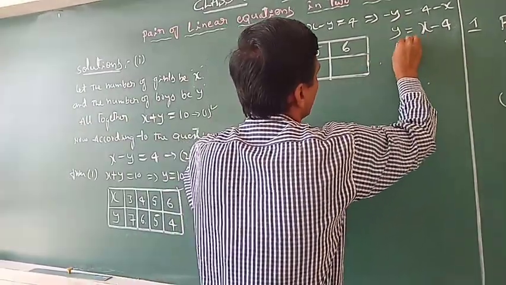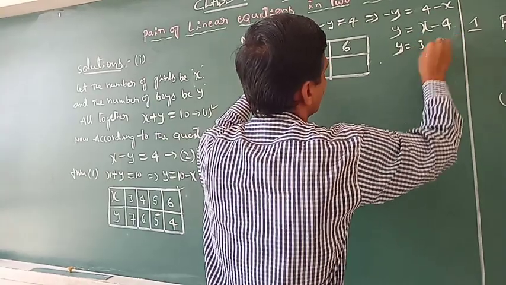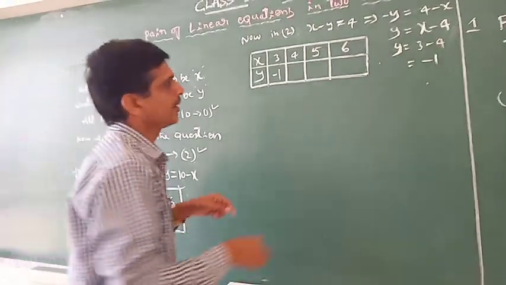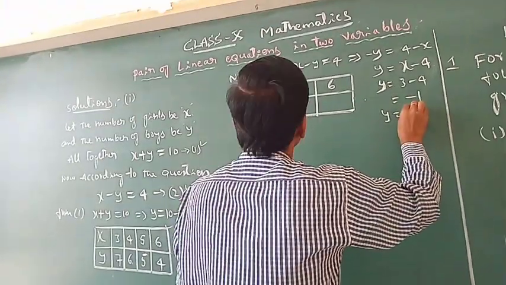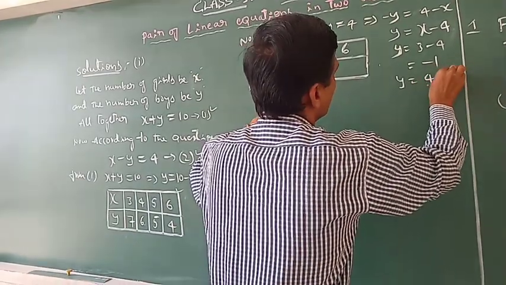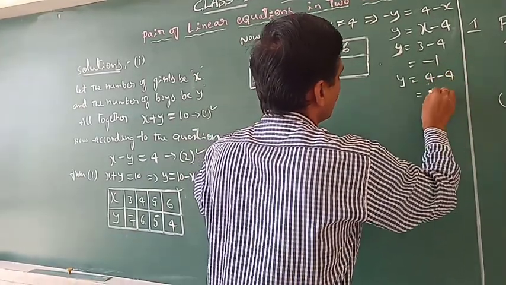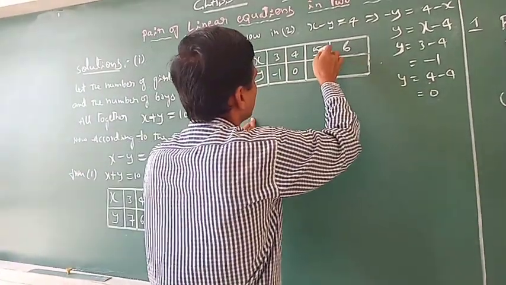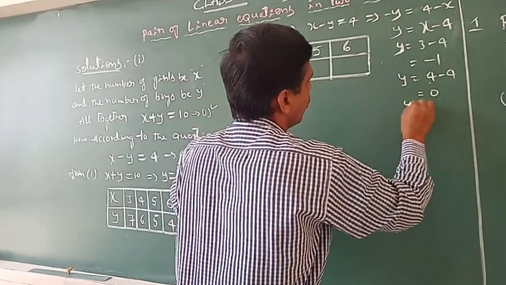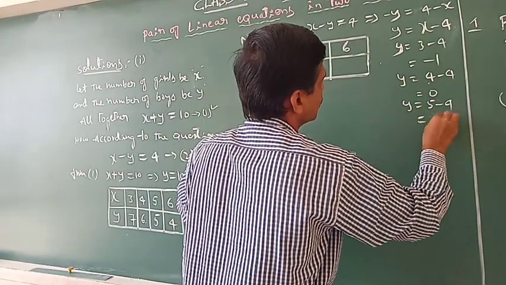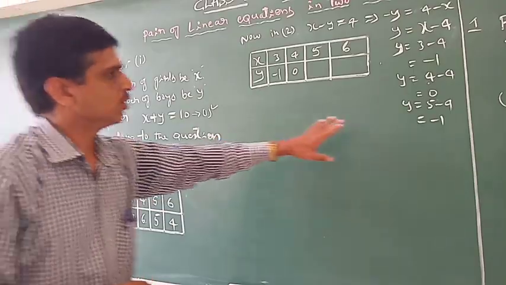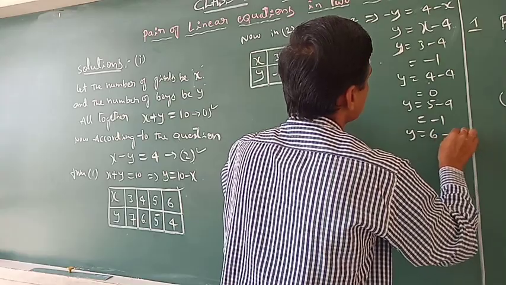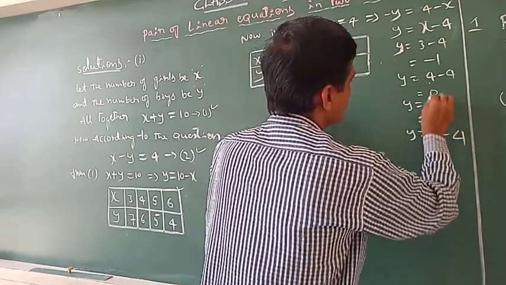Next, substitute the values. For example, 3 minus 4 means minus 1. If x is 4, 4 minus 4 is 0. Consider the 0. Next, 5: y is equal to 5 minus 4, which is 1. And then 6 minus 4, which is 2.